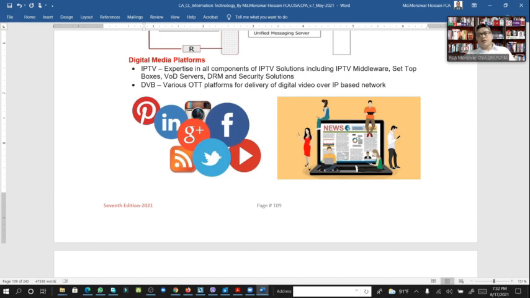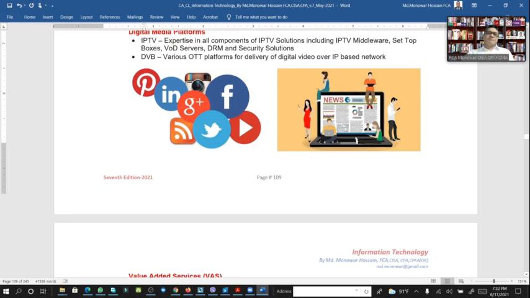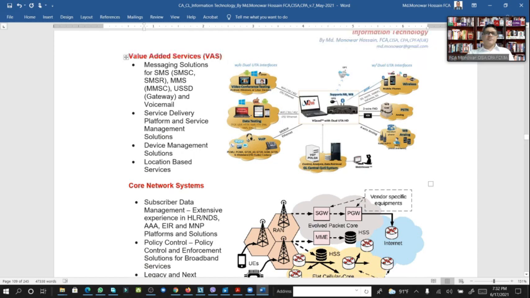Nowadays, we are using everything within the internet. E-paper, e-book, etc. are familiar at this moment. So, value-added service within this system: messaging solutions, sometimes SMS, is also a value-added service, along with service provider platforms and service management solutions. They are giving one organization to another organization a device management solution and a location-based service.